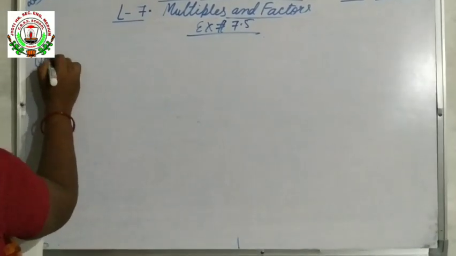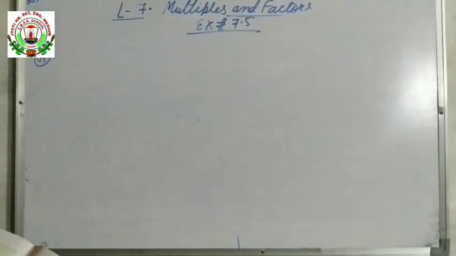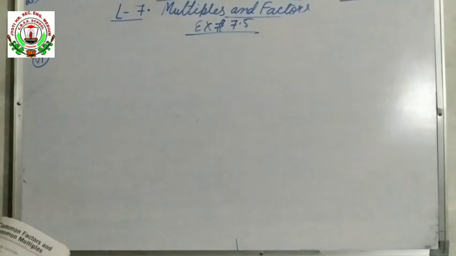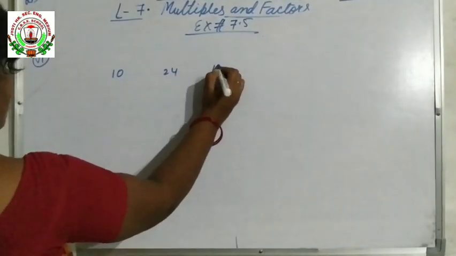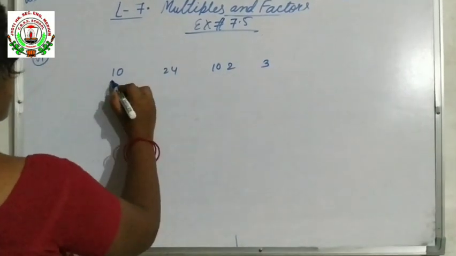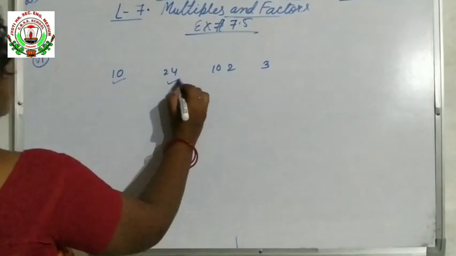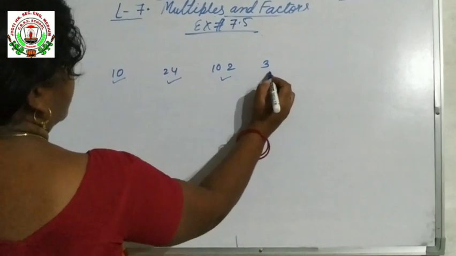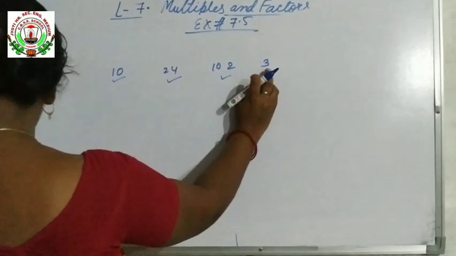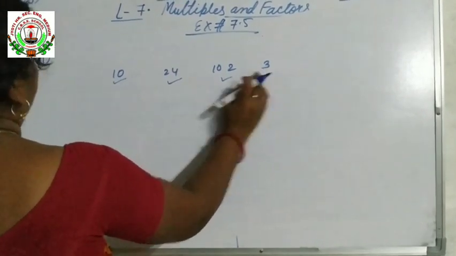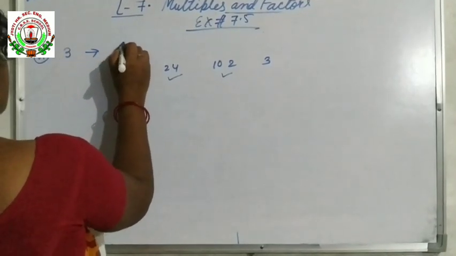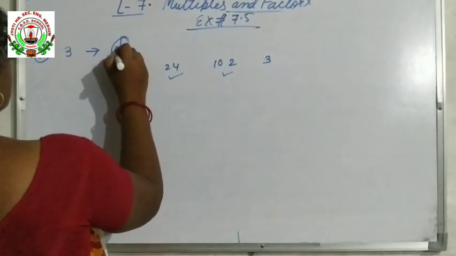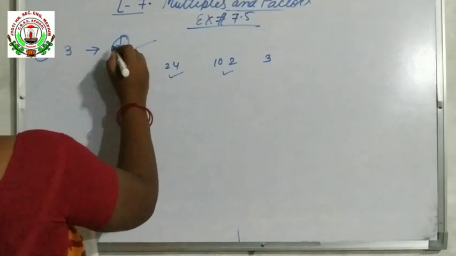Our next question is question number 6. Which of the following is not an even number? The numbers given are 10, 24, 102 and 3. Here 10, 24 and 102 are divisible by 2. But 3 is not divisible by 2 and this number is an odd number. So the correct answer is 3, which is your option D. So you will put the correct answer D. Understood?